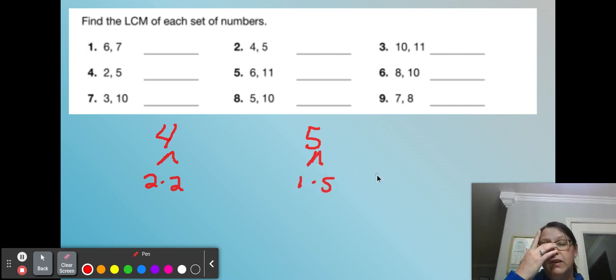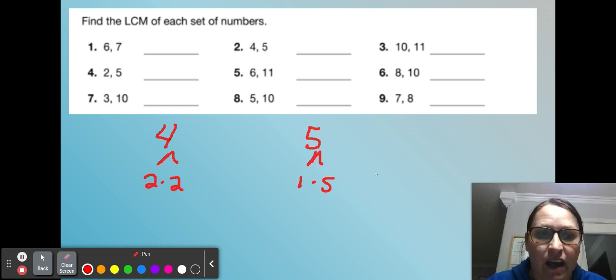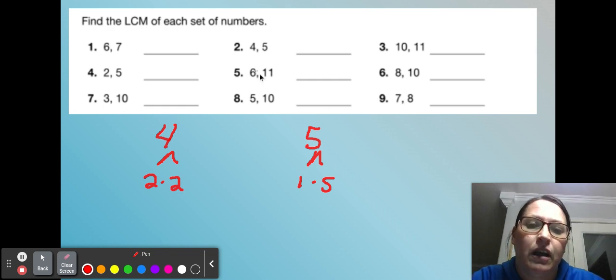A lot of times, if you have a prime number like this, you're going to just multiply them together, but not all the time. And I know some of you are probably even seeing that as a pattern. However, as I said, it does not work every time. So do not rely on that method because it's not always a good method to use because it's not always accurate.